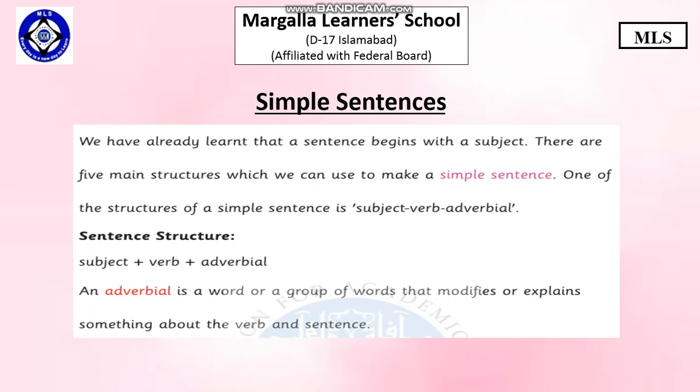An adverbial is a word or a group of words that modifies or explains something about the verb in a sentence. For example, Doha speaks softly. Here, softly is an adverbial because it is explaining how Doha speaks, which is also modifying the complete sentence as well. Now you may take a moment and pause the video over here and read the rest of the examples for the better understanding of simple sentences.